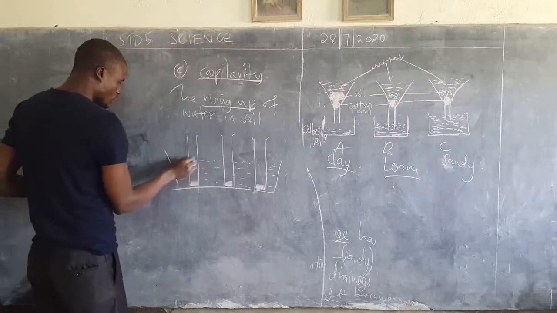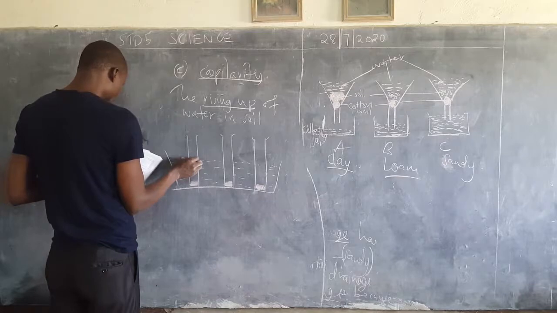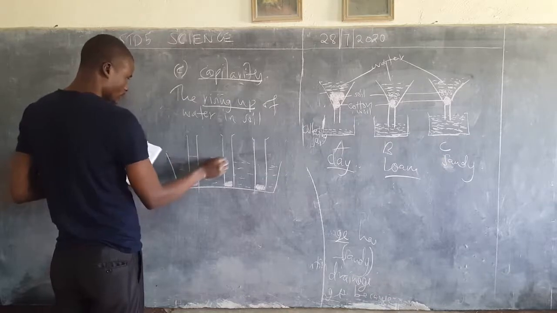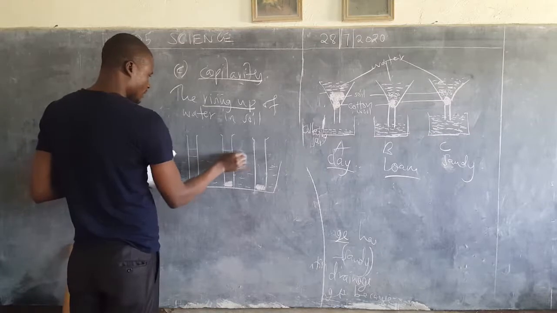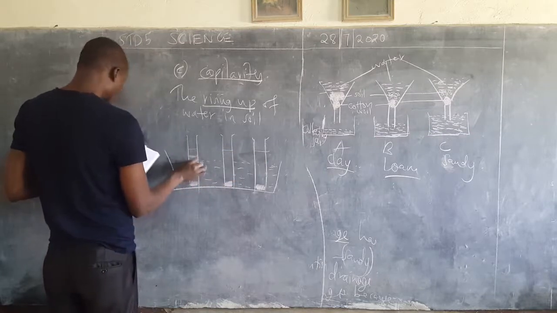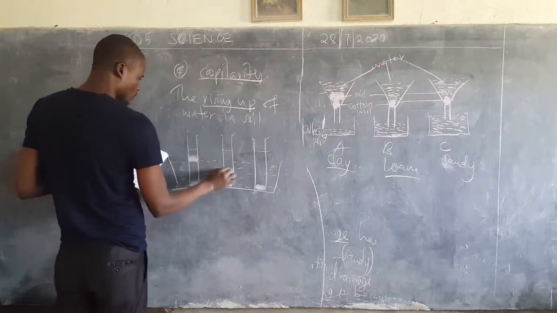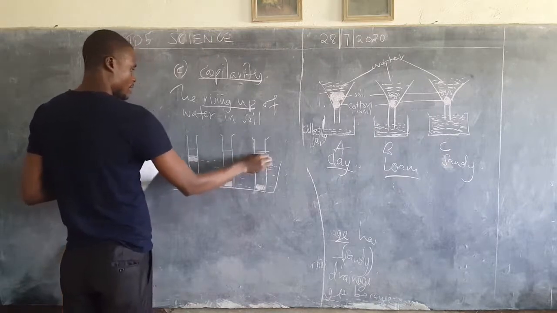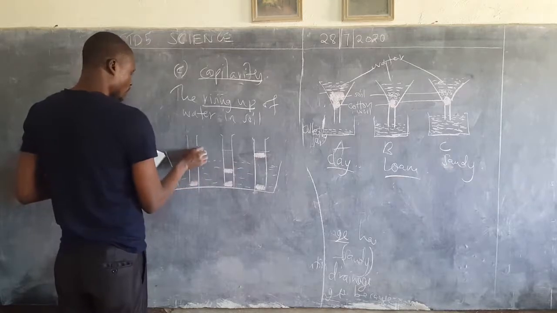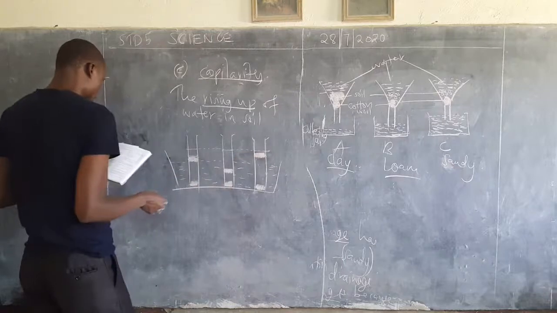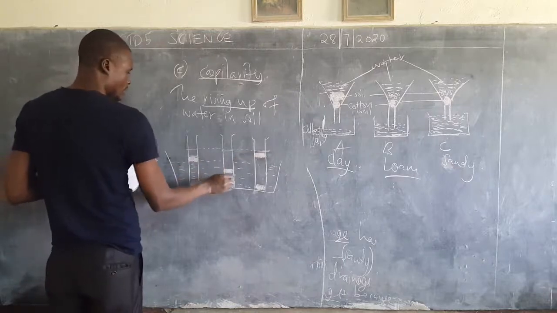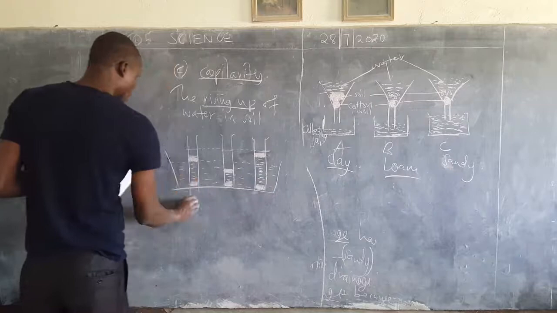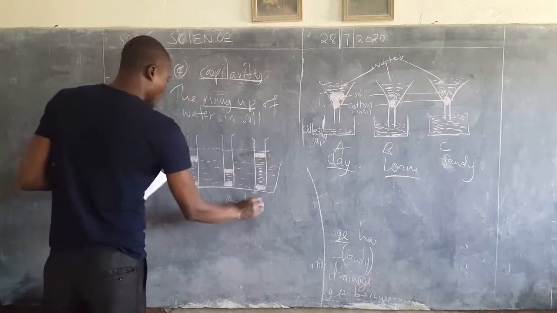Yes, the soil here is mixed with water, so meaning we can put water. Here, the level of water is the same level. So this is the level of water at which we place our water. Then you can see here we have that. So here we have loam, here we have sand, and here we have clay.